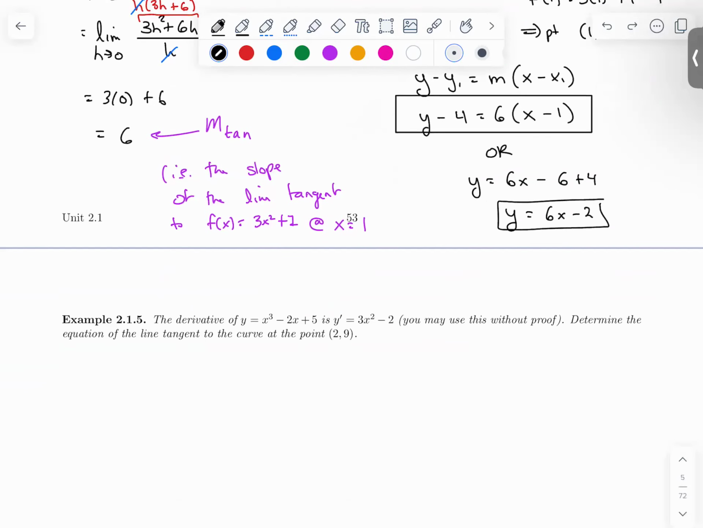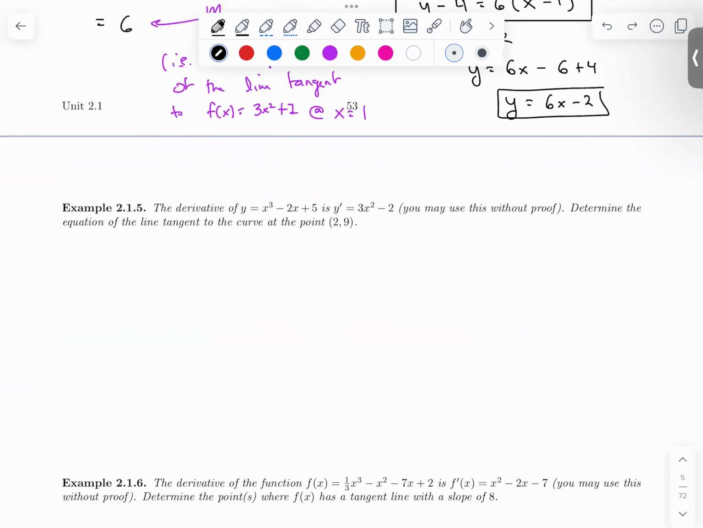So anyways, this example here. The derivative of y equals x cubed minus 2x plus 5 is y prime equals 3x squared minus 2. You can use this without proof. When I say that, I mean that I don't need you to find the derivative. I've already given it to you. Y prime is the derivative. Determine the equation of the line tangent to the curve at (2, 9). So the point is already given. Smiley face. We just need the slope, which comes from the derivative.